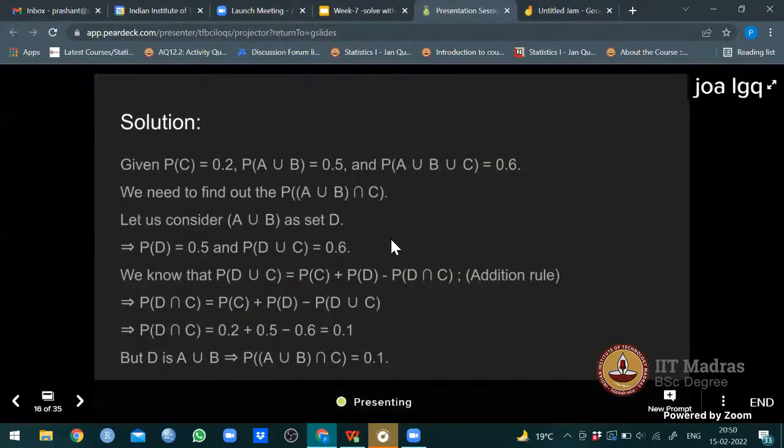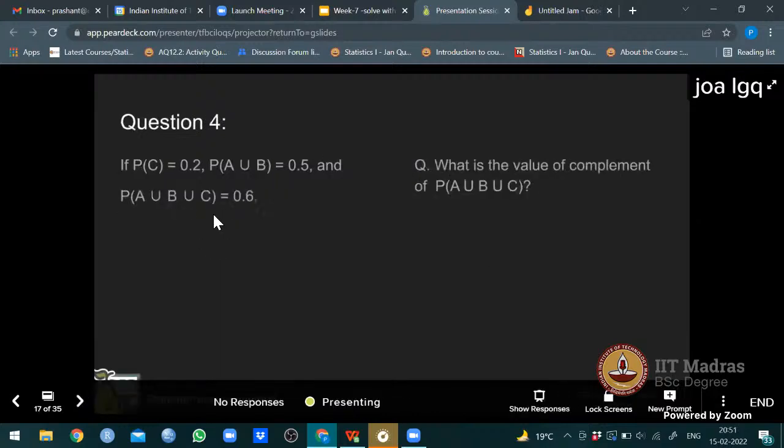Okay, so till now it's clear to everyone. Fine. So let's move to the next question. This is a very easy question. It will take hardly 2 to 3 seconds.